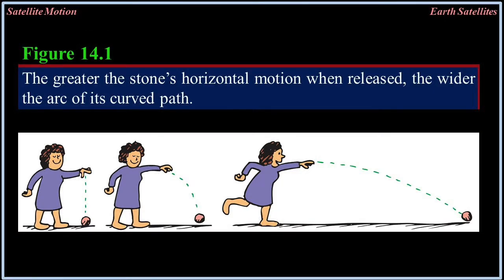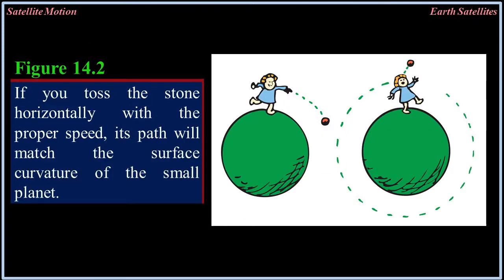Figure 14.1: the greater the stone's horizontal motion when released, the wider the arc of its curved path. Next is Figure 14.2: if you toss the stone horizontally with the proper speed, its path will match the surface curvature of the small planet.